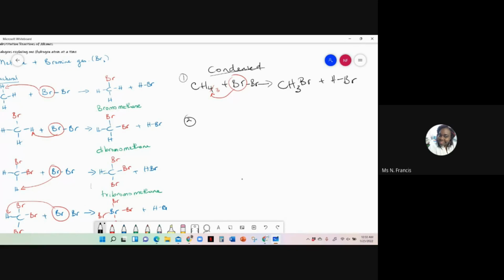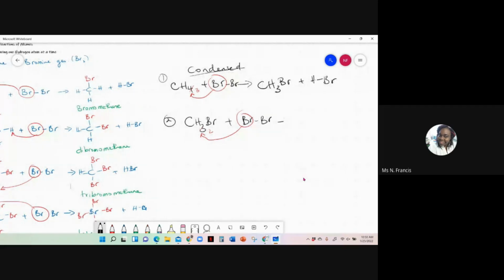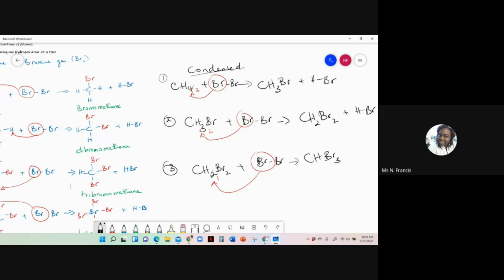Stage 2, I now have my CH3Br reacting with bromine again. Again, 1 is going to substitute here, and so I am left with CH2Br2, and my HBr. My stage 3 is now CH2Br2 plus Br2. You've got to substitute again. So now we are down to CHBr3 plus HBr. And we continue substituting.